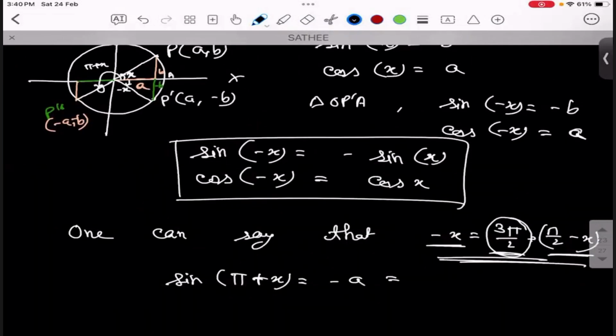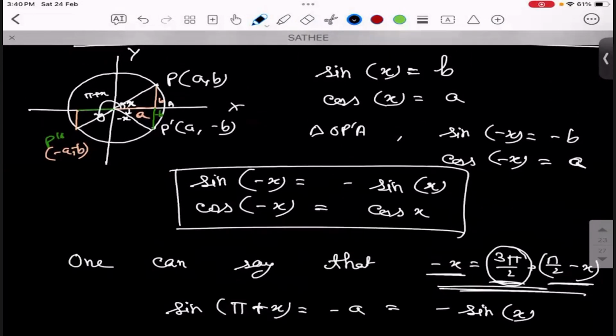Sine of pi plus x equals minus b, which is nothing but minus of sine x. And cos of pi plus x equals minus a, which equals minus of cos x. Okay, so from there you can see that the sine function and cos function are both negative in the third quadrant.